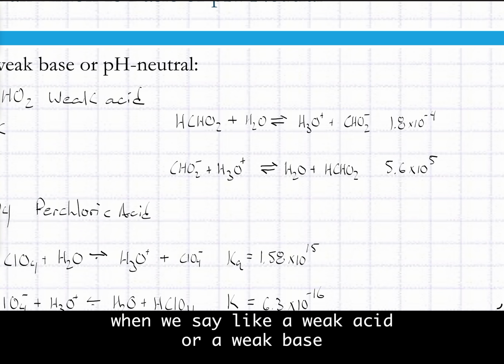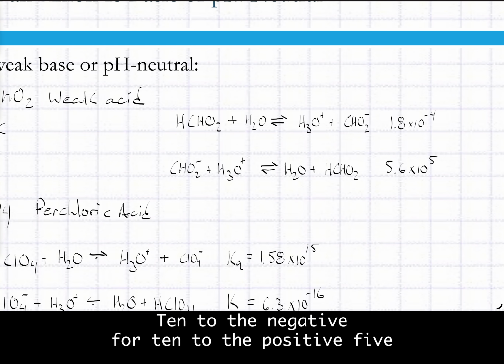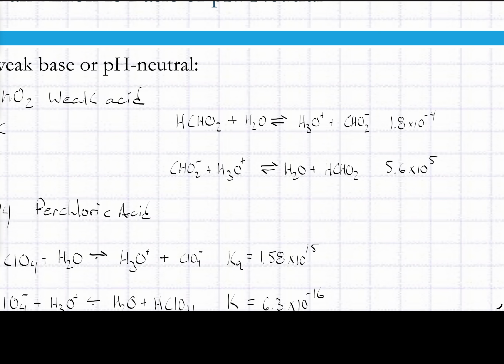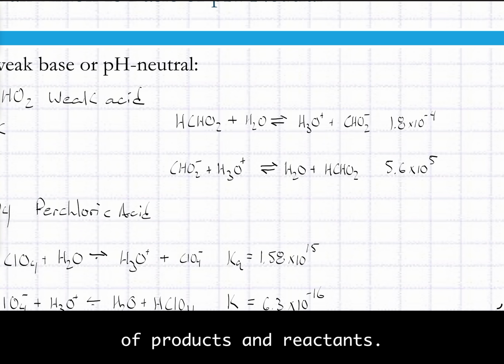So really what we mean when we say a weak acid or a weak base most commonly means that it has a K that's relatively close to 1. Relatively close. 10 to the -4, 10 to the +5 is a lot closer than 10 to the +15 or 10 to the -16. Because the closer we are to 1, the closer we are to having even amounts of products and reactants.